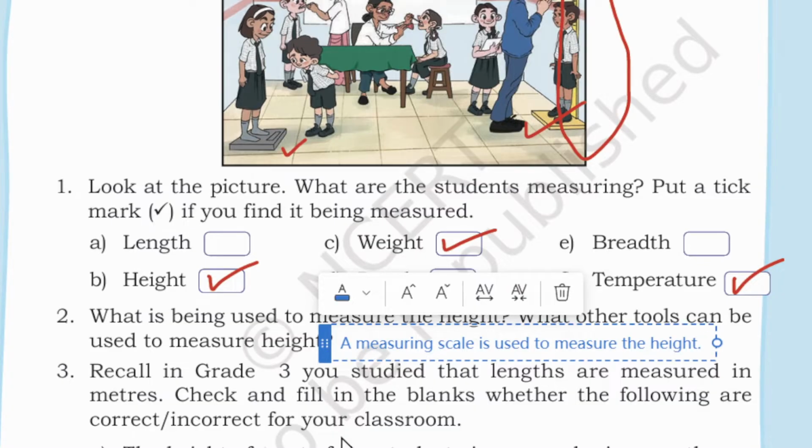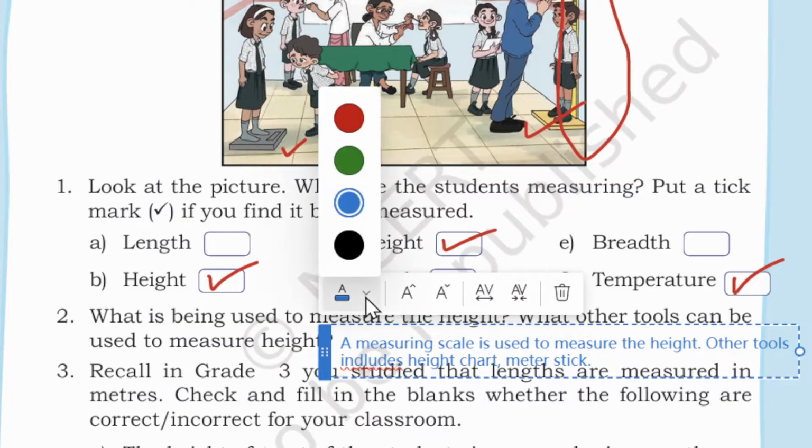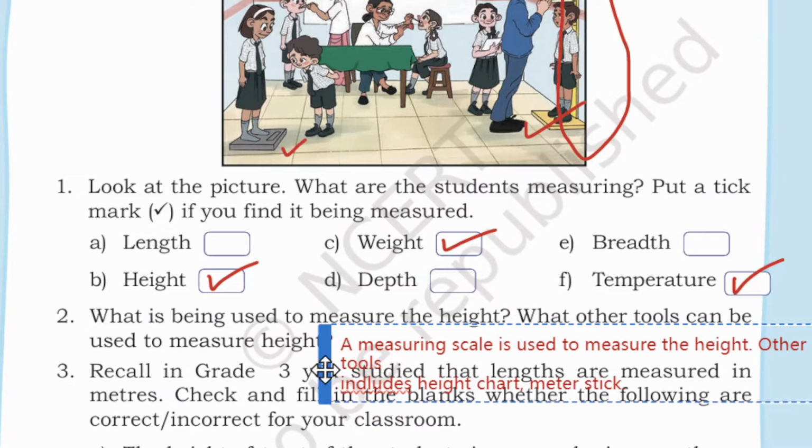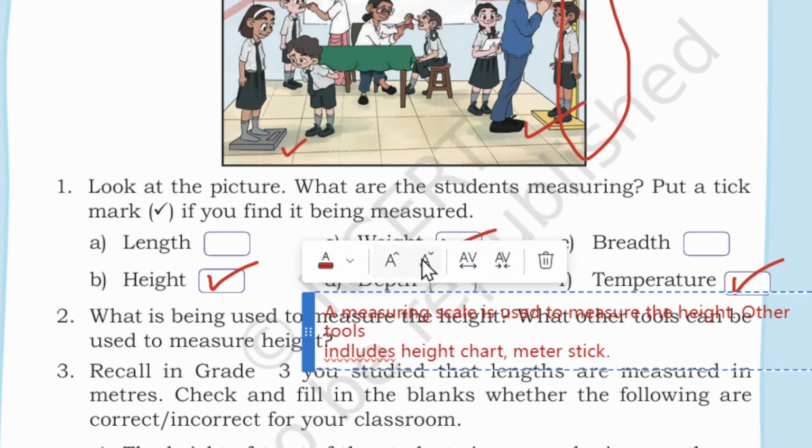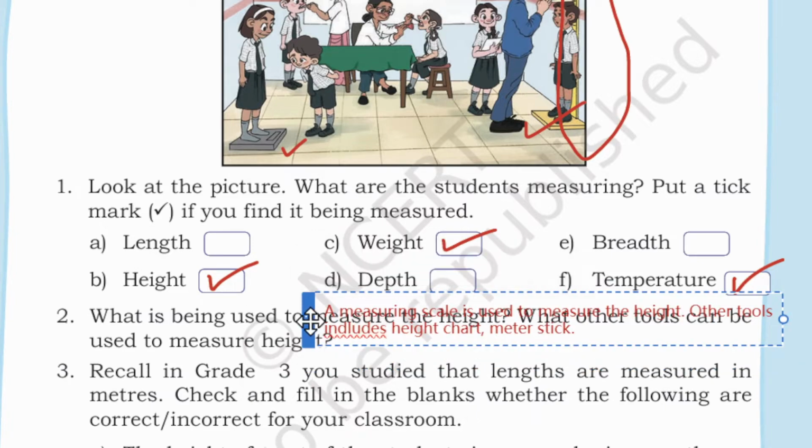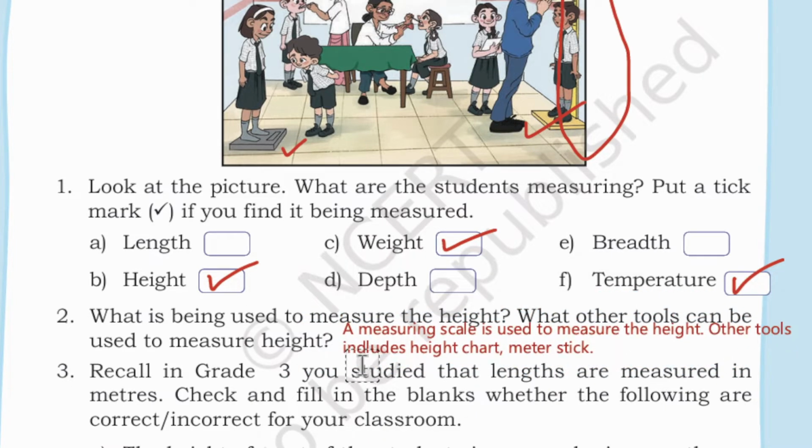So what are the other tools? You can write other tools include height chart and meter stick. Okay, height chart and meter stick you can use to measure the height. There's no space over here to type. Okay, I think now it will be visible.